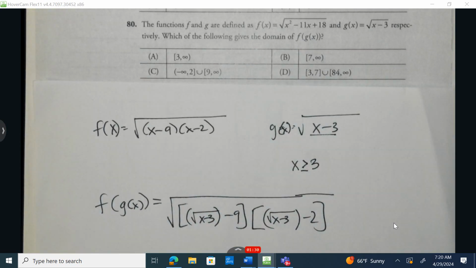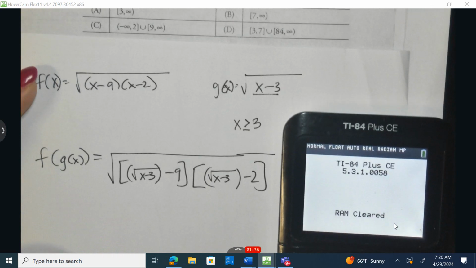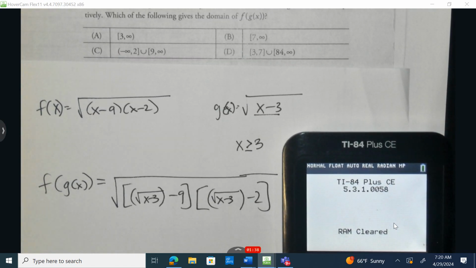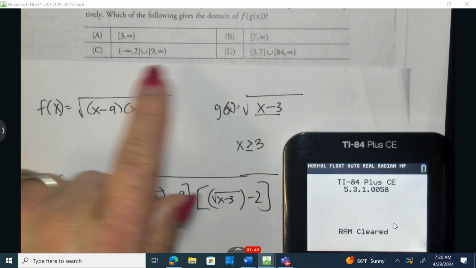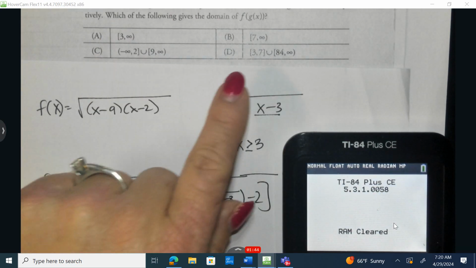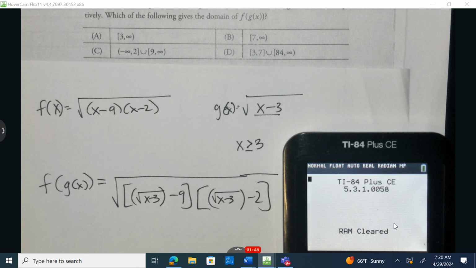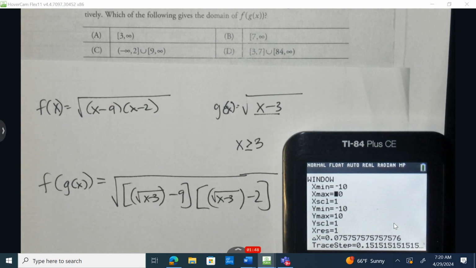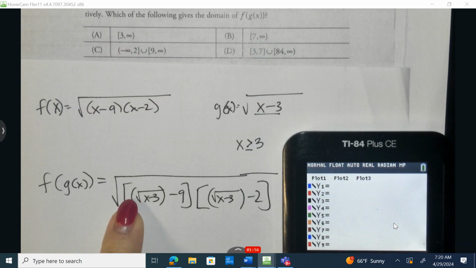I'm going to grab my calculator and do second plus 712, and then I'm going to plug this in slowly. All right, now keep in mind when we look at our different options here for question number 80, see how some of them go all the way out to 84 or beyond? So I'm right away going to start by going to my x's, and I'm going to go out past 84, like out to 100, just to make sure that I could see everything. All right, here we go.